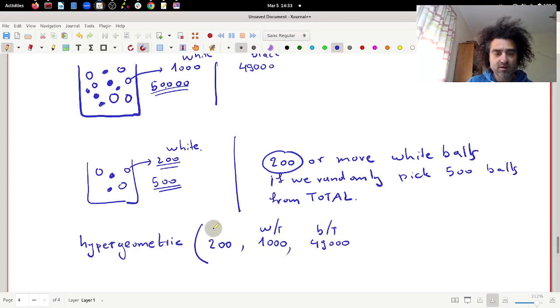This is black in total. So this is in the overrepresented the white. So the white in the overrepresented. And here is how many balls we got in total in the overrepresented group. We got 500. This is the size of the overrepresented group.